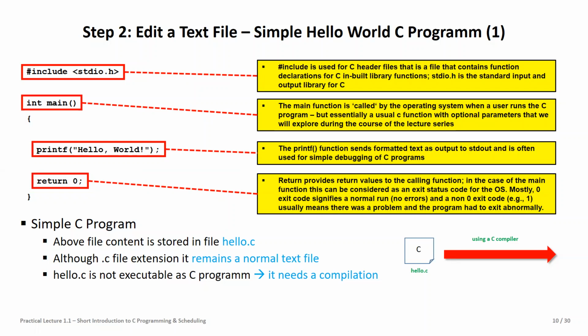And return 0 is usually used as an exit code. So you can find out how this hello program was terminated. Non-zero exit codes like 1 usually mean, for example, that there was a problem, or the program had to exit. When you do return 0, it usually means that it was a normal run, no errors, we can just continue.